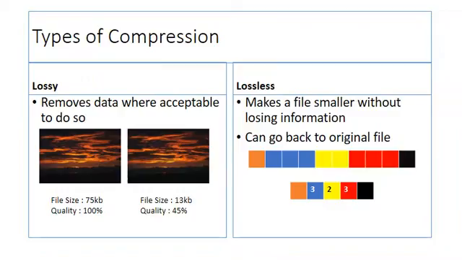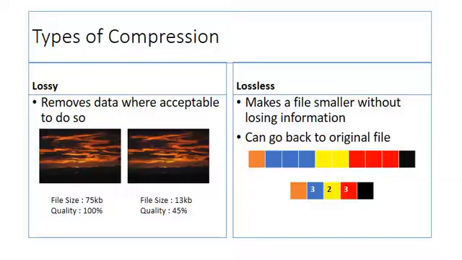So there's two types of compression that we need to be looking at, and I've got the two of them on this slide here. There's lossy and lossless. Lossy compression removes data where it's acceptable to do so. If you have a look at the two images of the lovely sunset, the image on the left hand side is at 100% quality, and you can see the file size is 75 kilobytes. Then the one on the right hand side is 13 kilobytes, but the quality has been reduced from 100% to 45%. Because it's such a small image, it's really hard to see the differences between the pair of them. So that is where compression is acceptable.